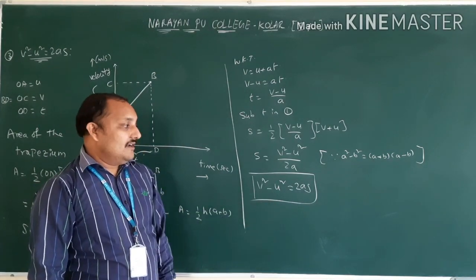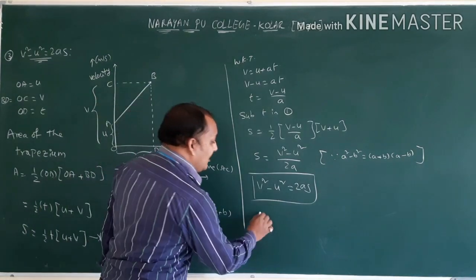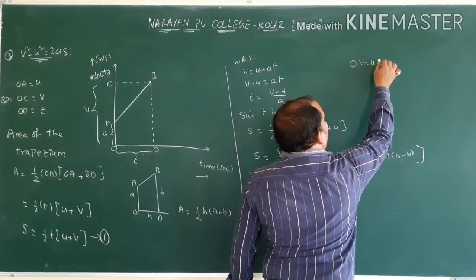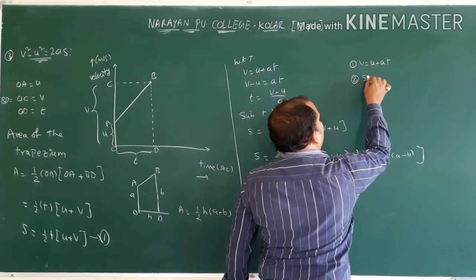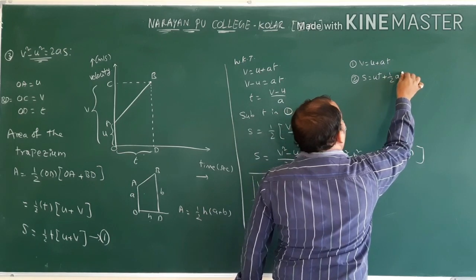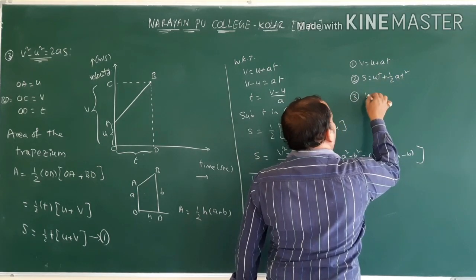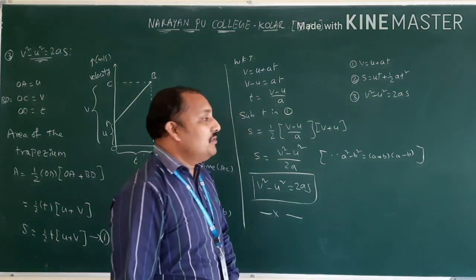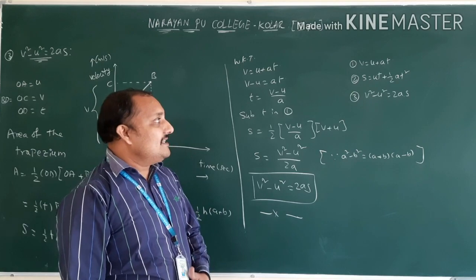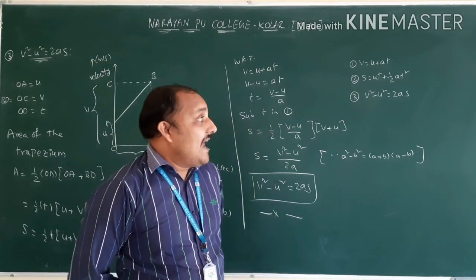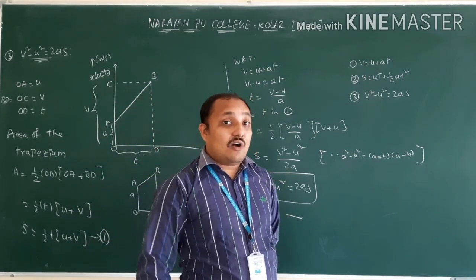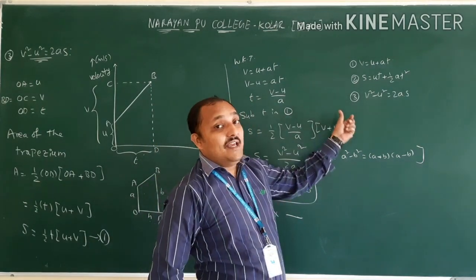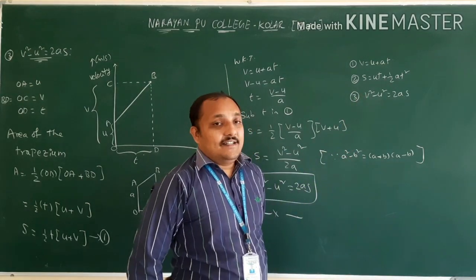So in total you got 3 equations. First equation, V is equal to U plus AT. Second equation, S is equal to UT plus half AT square. Third equation, V square minus U square equal to 2AS. Where U is initial velocity, V is final velocity, A is acceleration, and T is time. The object should move with uniform acceleration, then only these formulas will be applicable.